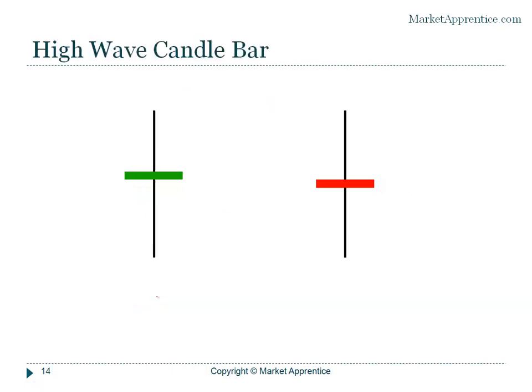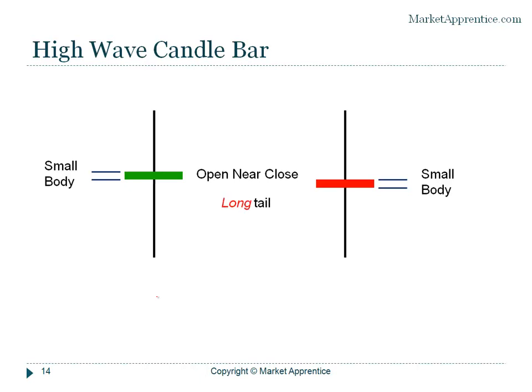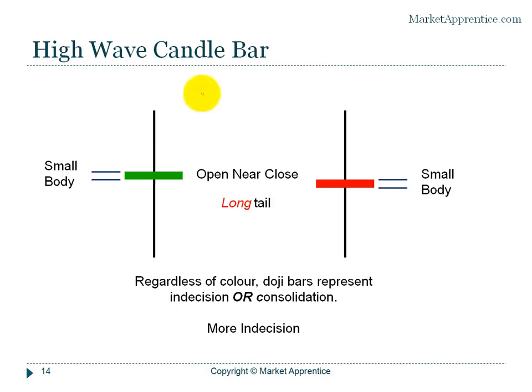A high wave candle bar. Similar to the Doji bar, the high wave candle has a small body as well. Again, the open is near the close. However, slightly different to the Doji bar, a high wave candle has long tails. A high wave candle bar represents extreme indecision.